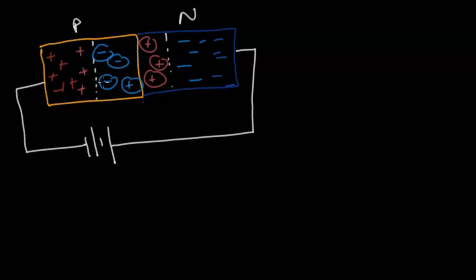Now, we know that opposite charges attract each other. So as we increase the reverse bias voltage, the holes in the P-type semiconductor get pulled towards the negative terminal. Similarly, the electrons in the N-type semiconductor get pulled towards the positive terminal. As we keep increasing the voltage, the attraction between the opposite charges increases, and with time, my depletion region also increases.